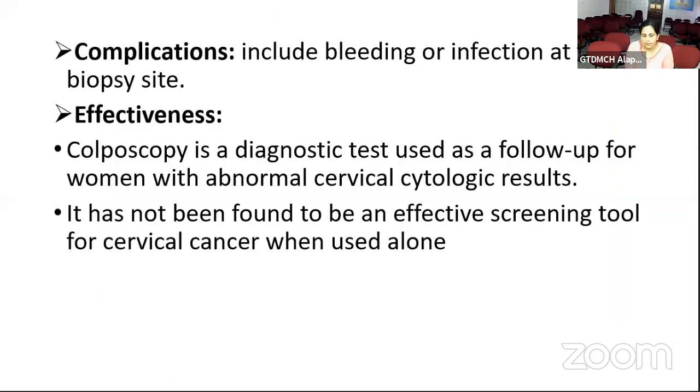So the complications of colposcopy include bleeding or infection at the biopsy site. Effectiveness: colposcopy is used as a follow-up in women with abnormal cytology, and it can also be used for biopsy. It has not been found to be effective as a screening for cervical cancer when used alone. You have to use it in combination with screening, cervical smear testing and HPV testing, and then you go for the colposcope.